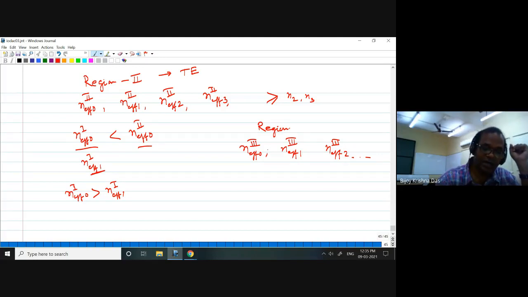So I can say that this one is the highest, and then this one is the high, this one and that one will be going, and that should be always greater than or equal to N2, N3. Any questions, doubt? You can clarify now. You have to visualize things.